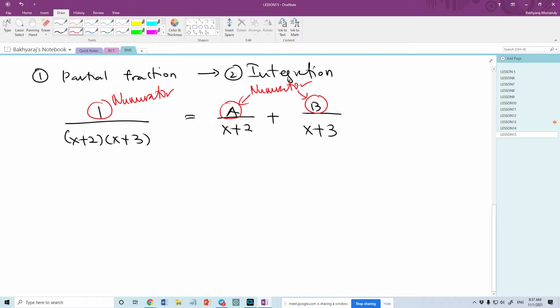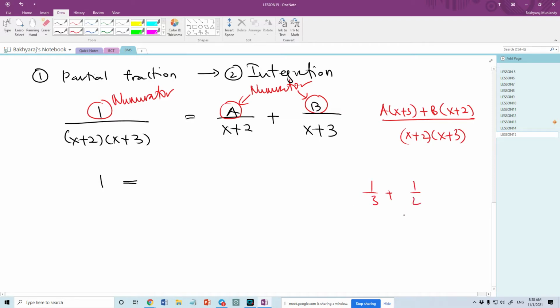Okay, now what am I going to do? I take 1, which must be equal to something. When I combine this, what will it become? It will become A(x plus 3) plus B(x plus 2) divided by (x plus 2)(x plus 3), right? Because with 1/3 plus 1/2, if I combine them, I get 1 times 2 plus 1 times 3, divided by 3 times 2. This is what I get.